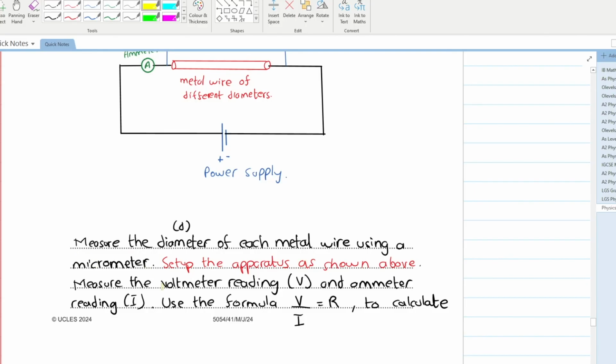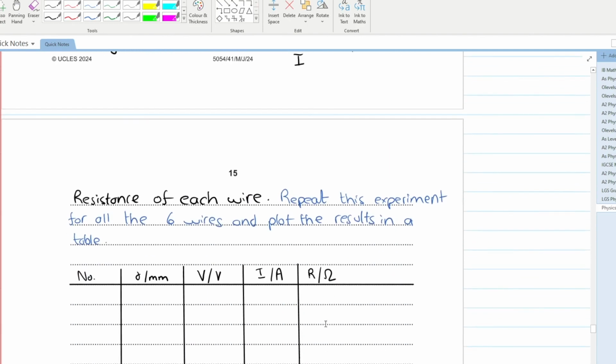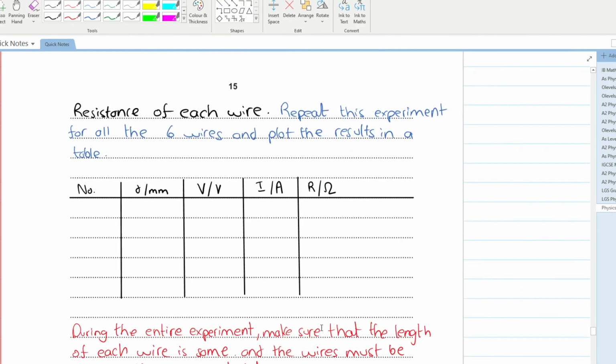Then what do you have to do? Then you have to measure the voltmeter readings and ammeter readings. Calculate resistance using this formula: voltage divided by current is equal to your resistance. Now you will repeat this experiment for all the 6 wires and plot this table.